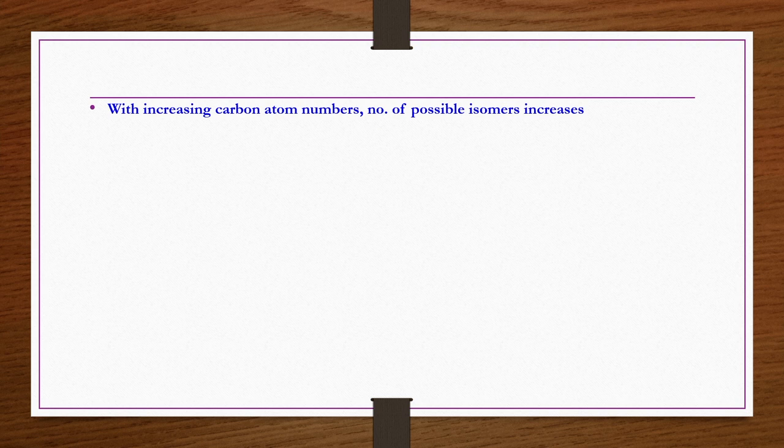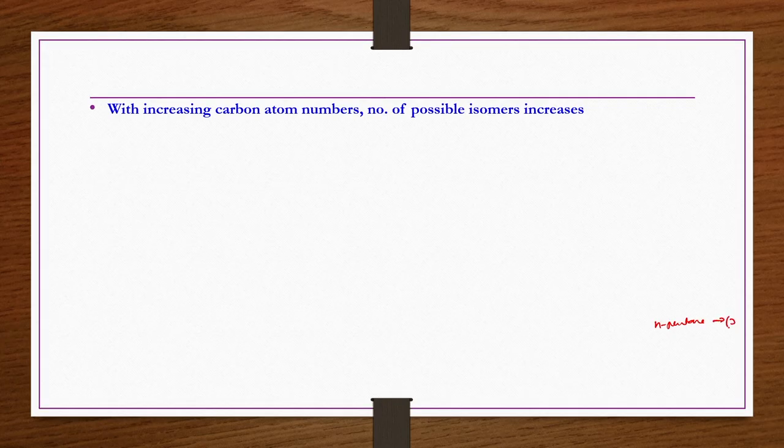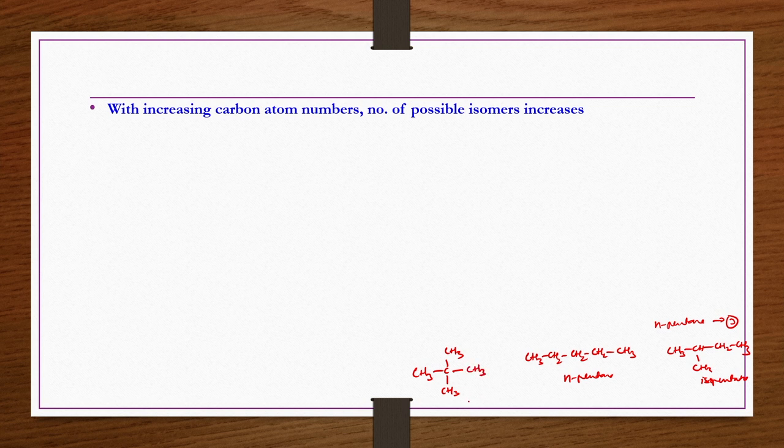With increasing carbon atom numbers, the number of possible isomers increases. Let us say n-butane, we have seen only two isomers, n-butane and then isobutane. If you have pentane, then three are possible. Let us say that is CH3, CH2, CH2, CH2, CH3. This is n-pentane. Then you can have CH3, CH, CH3, CH2, CH3. This is isopentane. Another one is possible, CH3, C, CH3, CH3, and then CH3. This is neopentane.